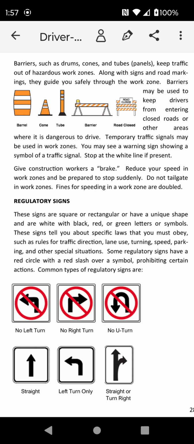Common types of regulatory signs are these below. You've got your no left turn, no right turn, no U-turn. You can go straight, left turn only, or straight or right turn. What I haven't seen yet so far in this is street signs and how to read them.